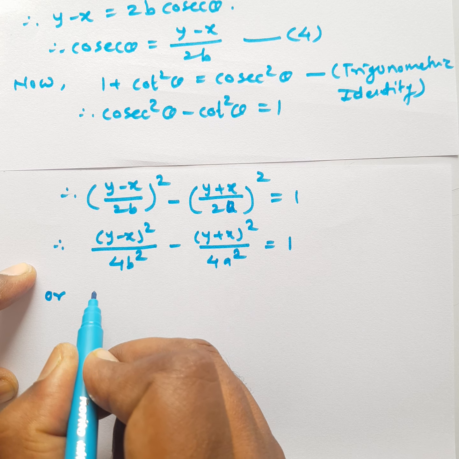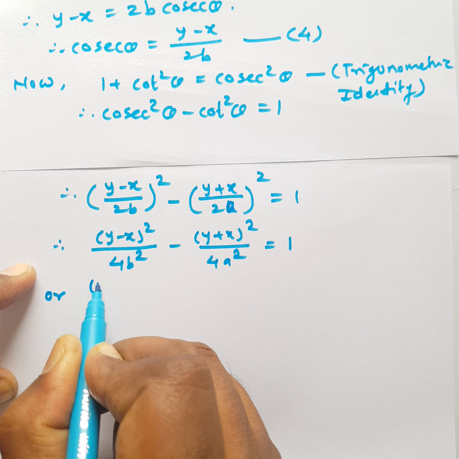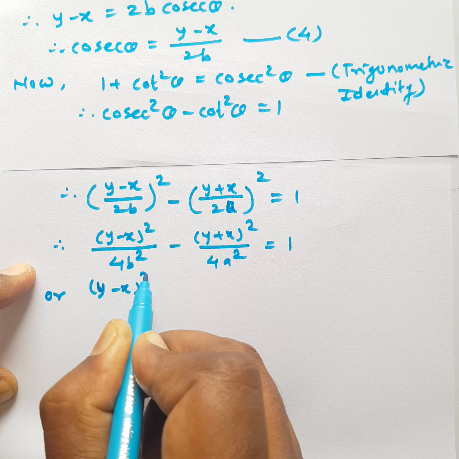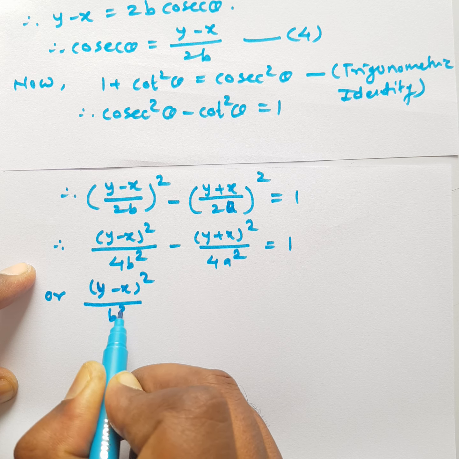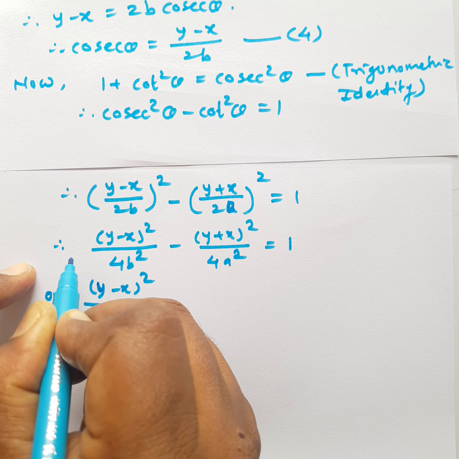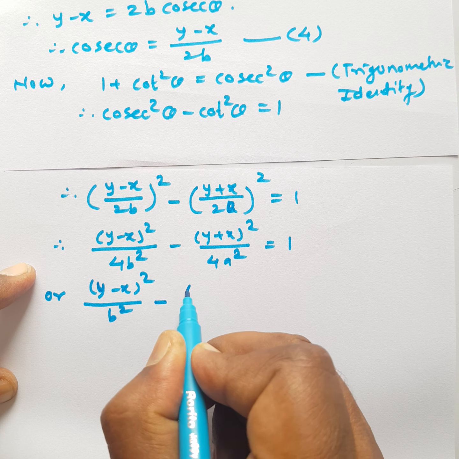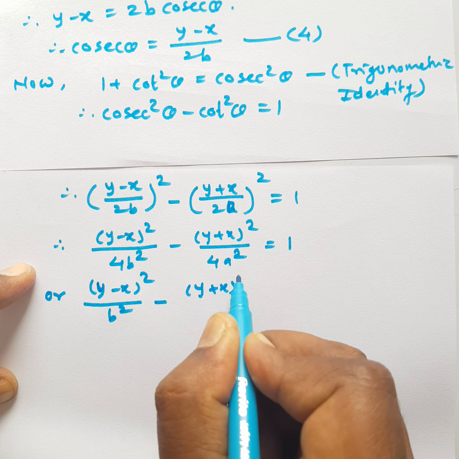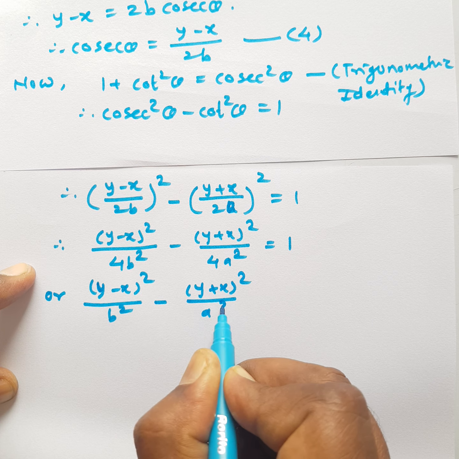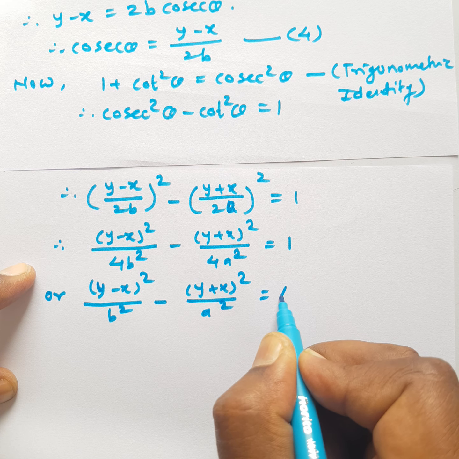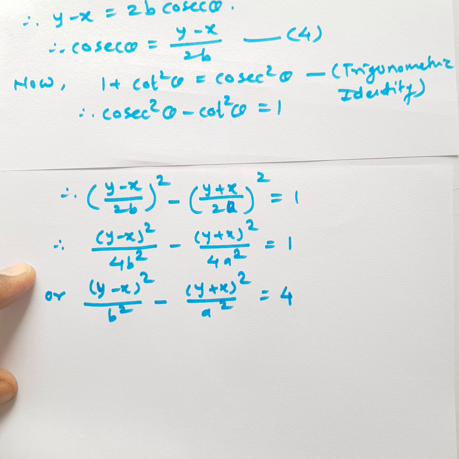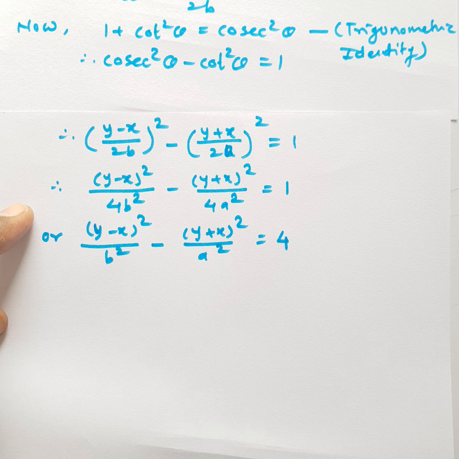by 4, then we will get y minus x bracket square upon b square. Here if we multiply by 4, then 4 gets cancelled. Here also y plus x bracket square upon a square is equal to 1 into 4, it will be 4. Therefore it is elimination of theta.